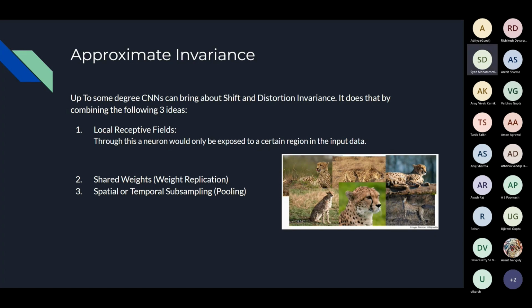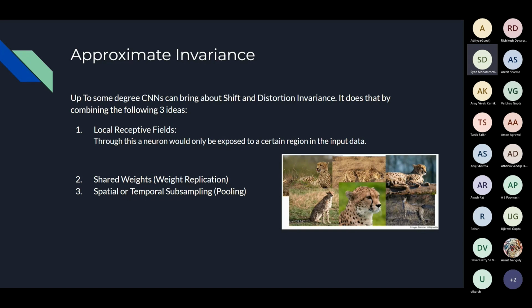So in this paper there were actually three ideas presented by Professor Jan LeCun, and he explained how this approximate invariance and this equivariance is brought about in the model of convolutional neural networks.